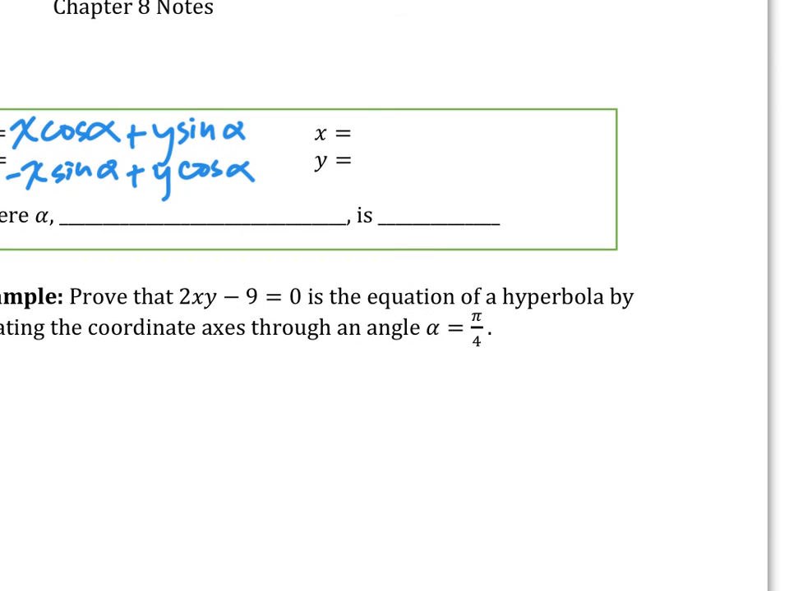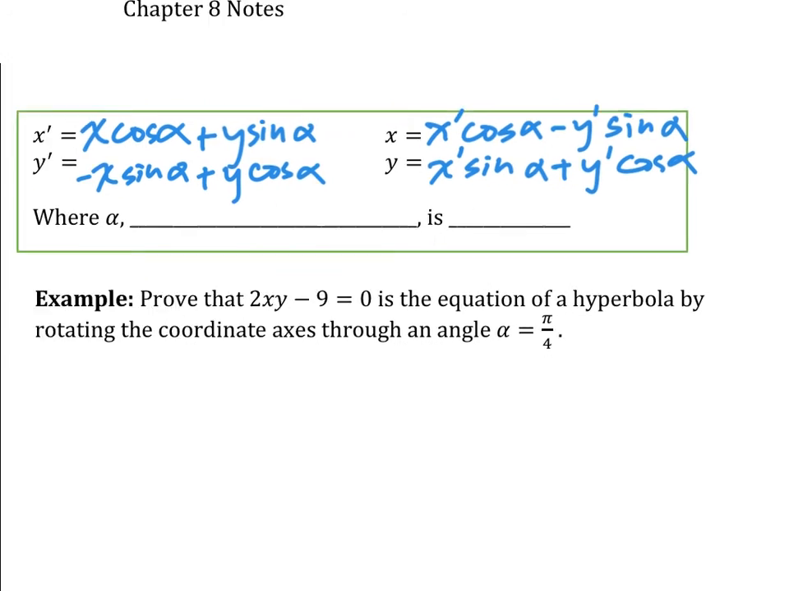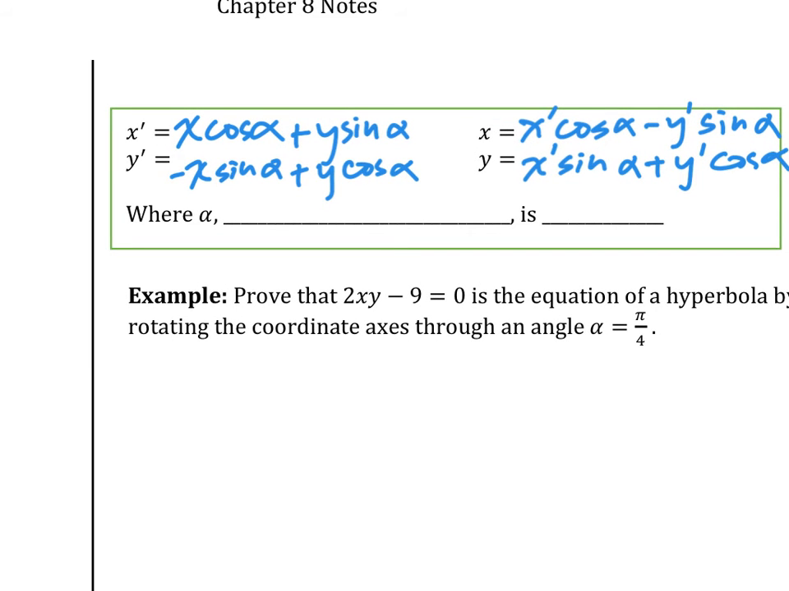If you're going the other way, then x is equal to x prime cosine alpha minus y prime sine alpha, and y is equal to x prime sine alpha plus y prime cosine alpha. And then what is alpha? Alpha is the angle of rotation, and that angle is between 0 and pi over 2.